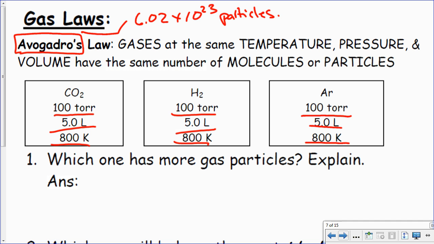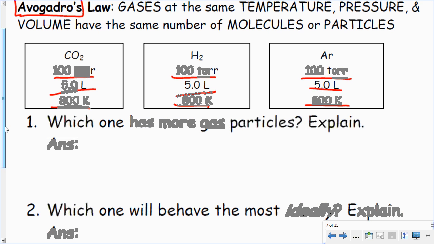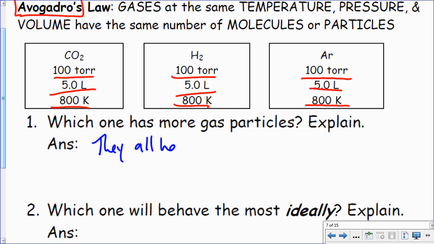And he said, in theory, all of these things have the same amount of gas particles. So when you ask which one has more gas particles, none. They all have the same. And that is the basis of Avogadro's original gas law, which he then used later on to calculate Avogadro's constant.